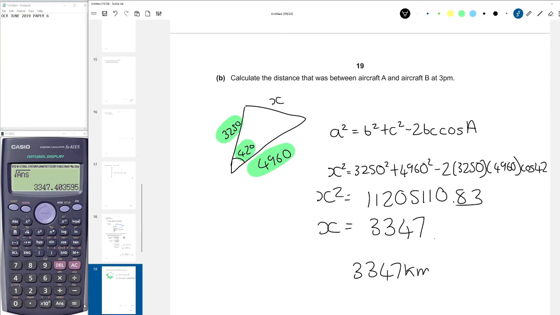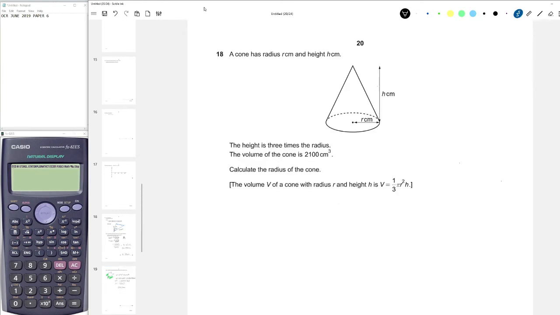3,347 kilometers. Question 18. A cone has a radius r centimeters and a height of h centimeters. The height is 3 times the radius. The volume of the cone is 2,100 centimeters cubed. Calculate the radius of the cone. The volume V of a cone with radius r and the height h is given here.